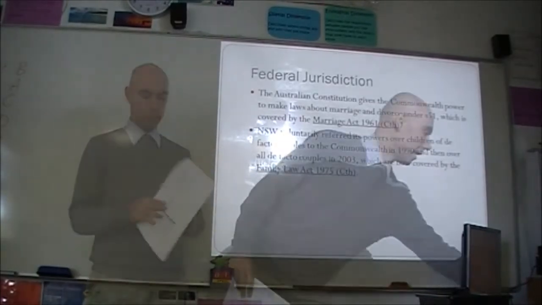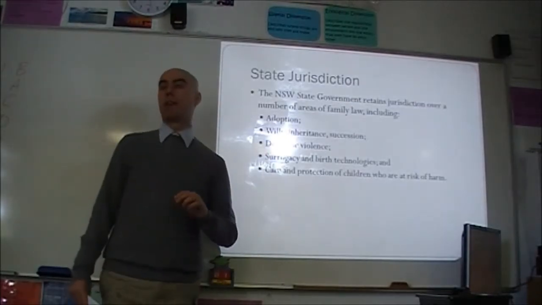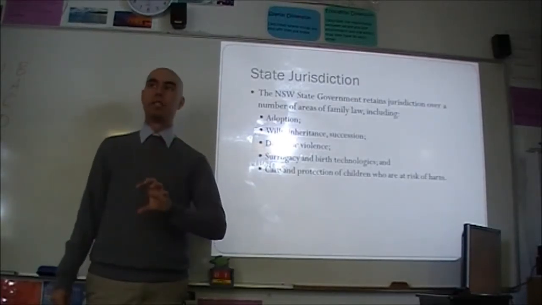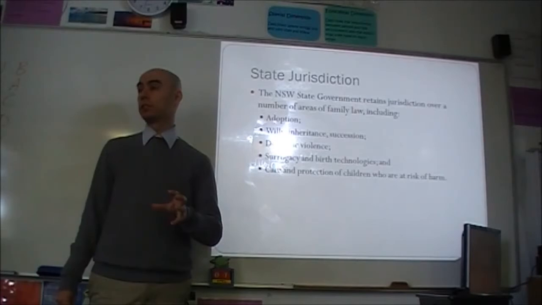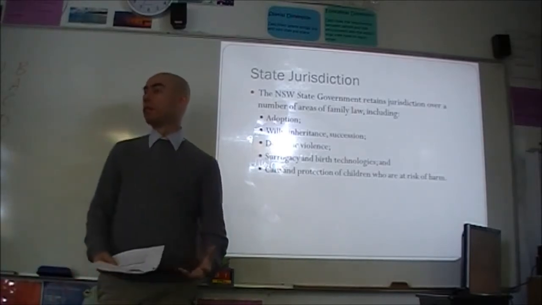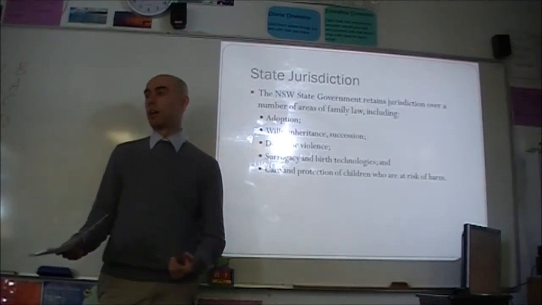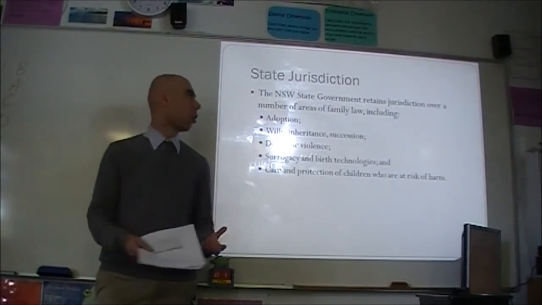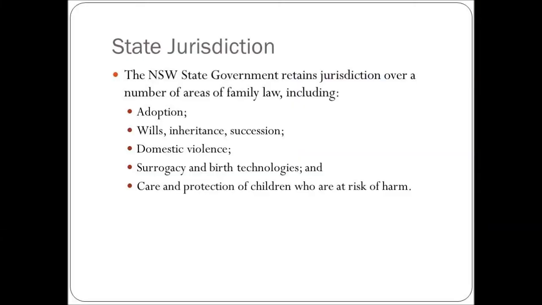That is federal jurisdiction. Now there are still some things that are part of state jurisdiction. Even though marriage and divorce is a Commonwealth issue, family is much more broad than just marriage. And we learned that at the start. Married couples are part of family, but there's a whole lot of other things. So the New South Wales government retains jurisdiction over things like adoption, wills, inheritance and succession, domestic violence, surrogacy and birth technologies, and also the care and protection of children who are at risk of harm.